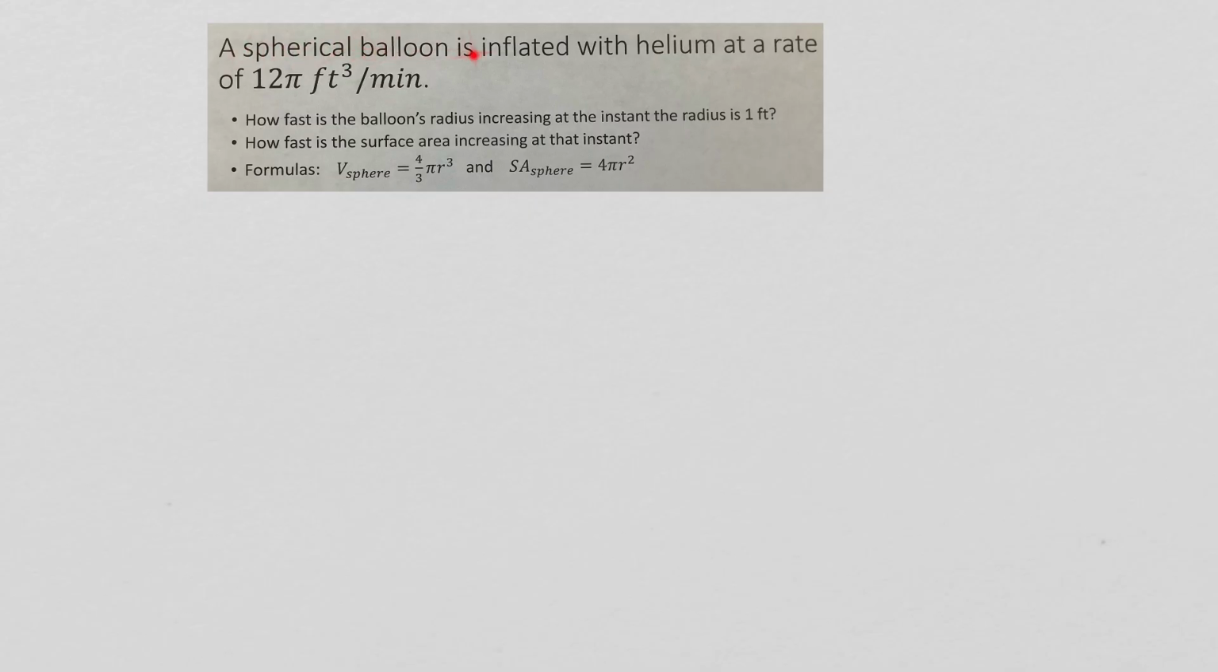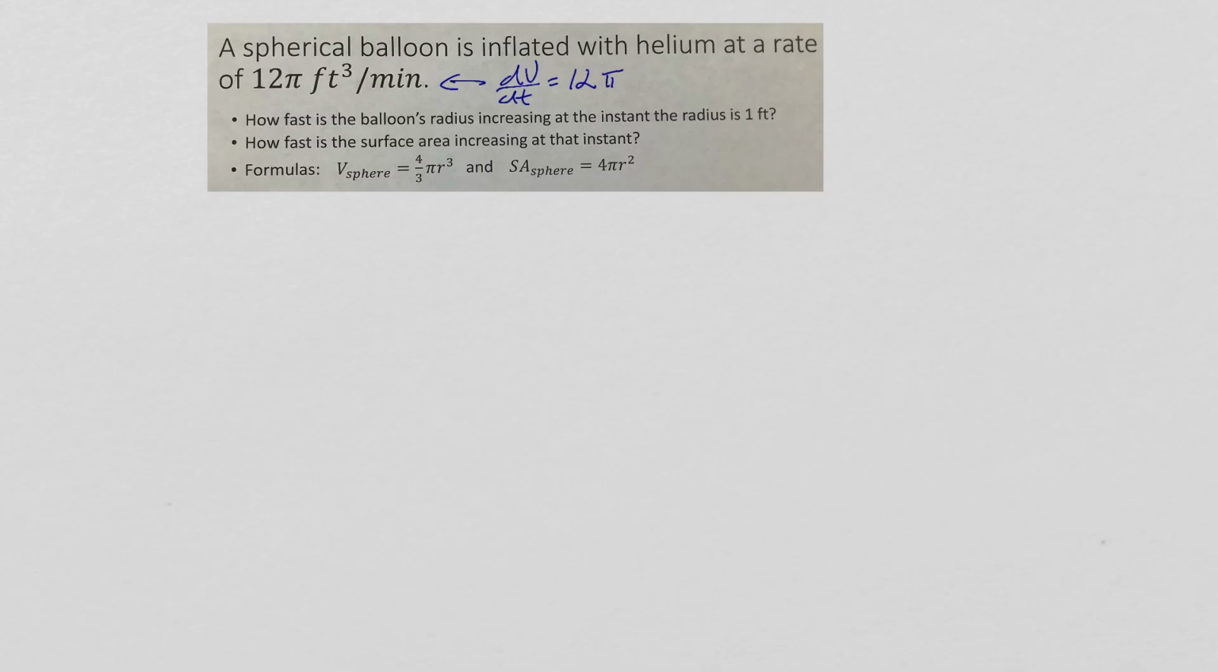we have a spherical balloon. It's inflated at a rate of 12 pi feet cubed per minute. That is going to be our dV over dt, which is 12 pi. We know that because it's feet cubed, and that's how I measure volume. And then it's per minute, so that would be the dt.